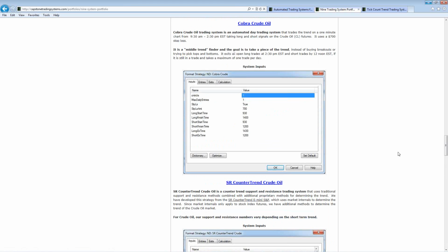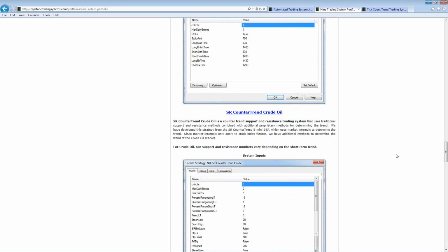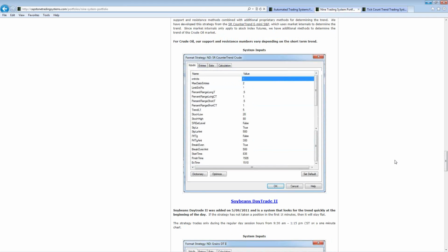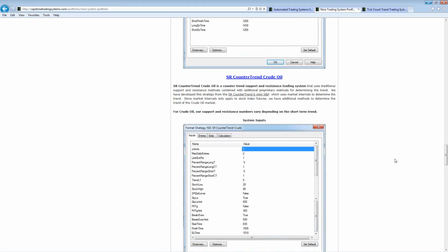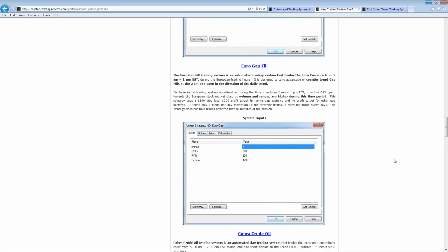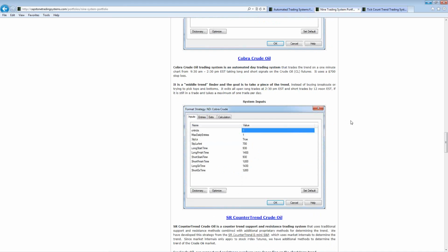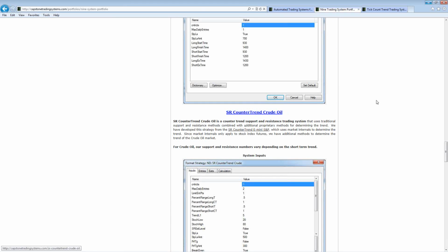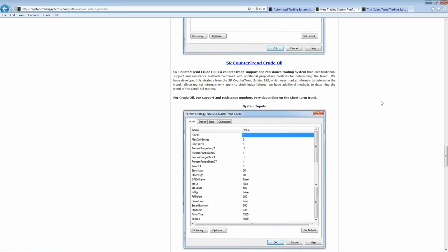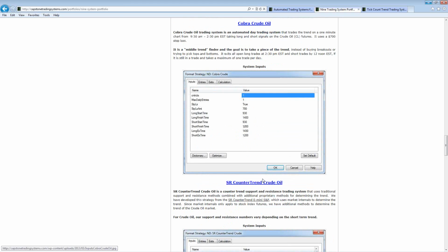I'm in Central Standard Time, but I keep my computers on Eastern Standard Time. So you can do that, or if you are on Central Standard Time, for example, for crude oil, you'd set your start time at 7:35. Your finish time would be 14:05. Your exit time would be 14:10. These are for TradeStation, MultiCharts, and 7 of the 9 are in NinjaTrader. The NinjaTrader systems that are not included, that I have not been able to convert yet, shouldn't be too much harder, are Eurogap Fill and SR Counter Trend Crude Oil. It's slightly different than the E-mini S&P version because it does not use market internals.